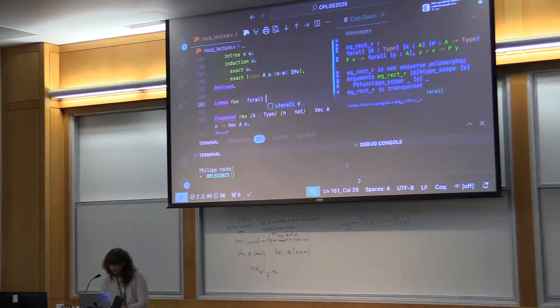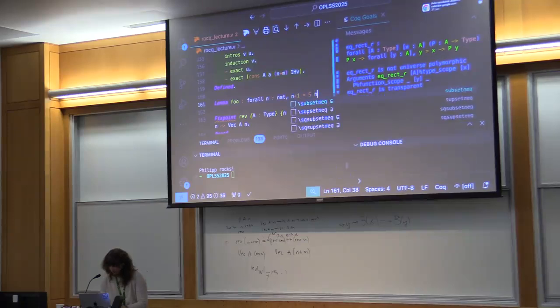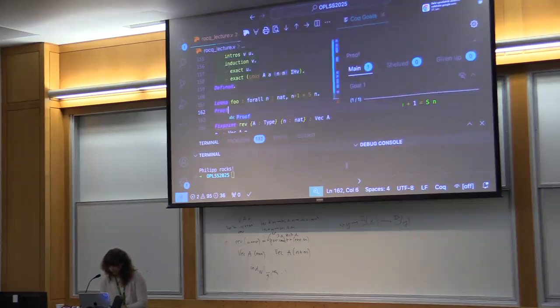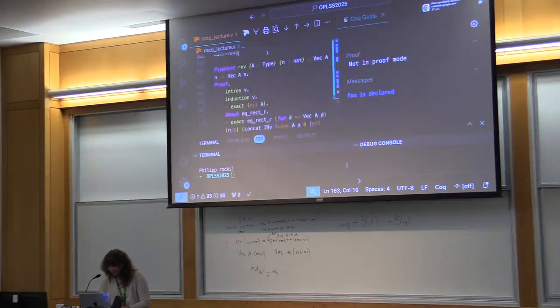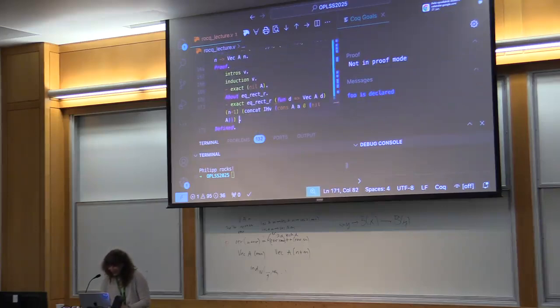that for all natural numbers n, n plus 1 equals S n. Proof. Admitted. This is a legit use of Admitted. See? And then I can say homework. And this is now foo applied to n, I'm guessing.